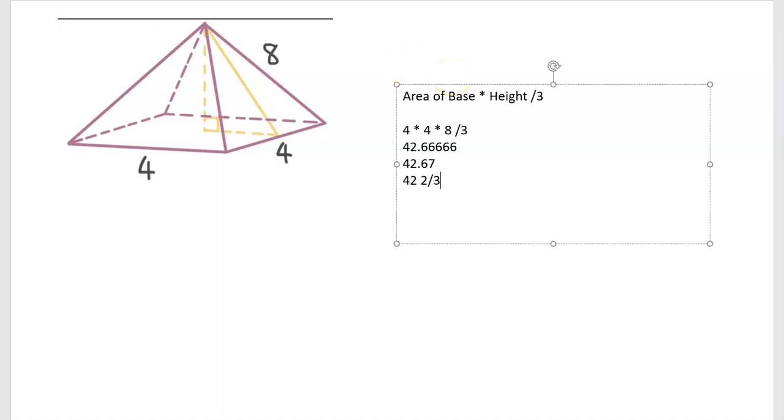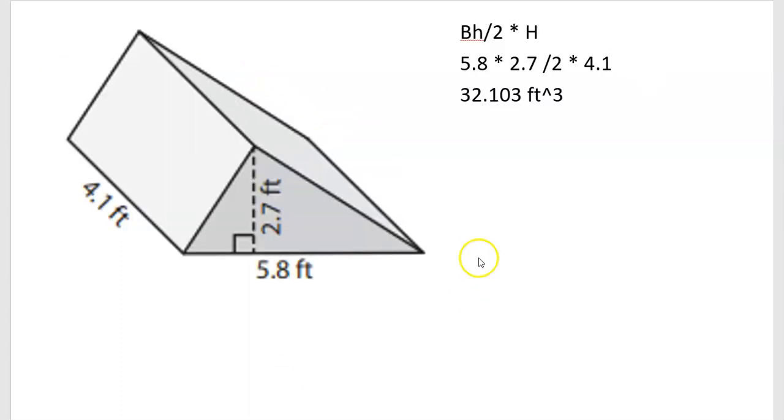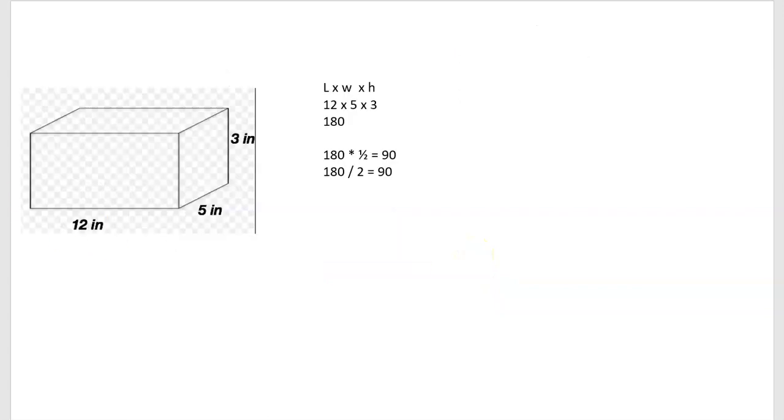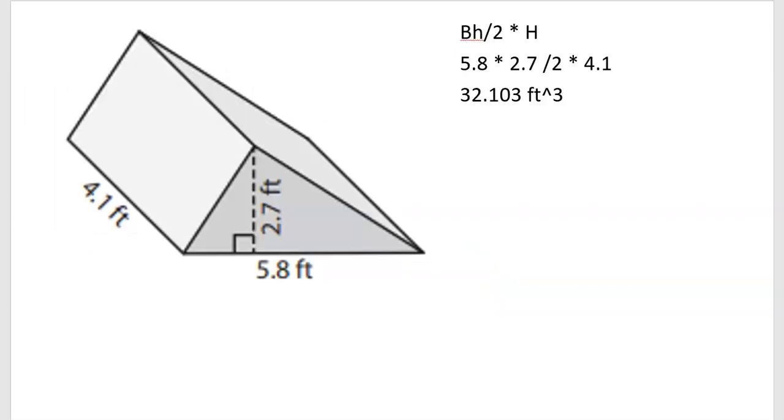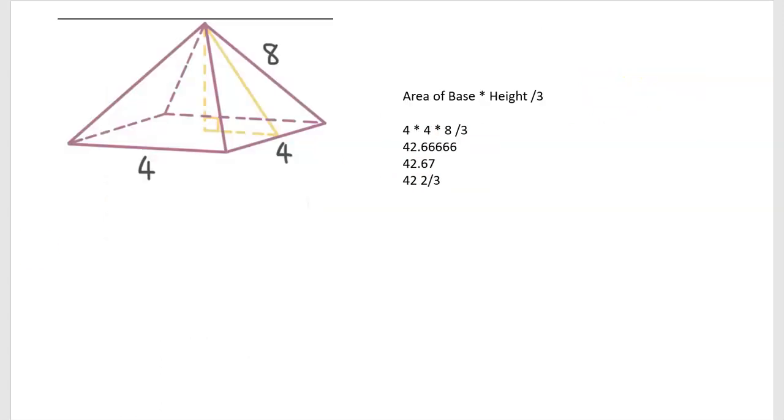Those are the four main concepts you need to know how to do. Volume of a rectangular prism, remembering that if it's half full, you're going to divide by 2. Volume of a triangular prism, remembering to divide by 2 when needed. Volume of a polygonal prism, again, divide by 2. And volume of a pyramid, divide by 3. And those are our main shapes. You got this.